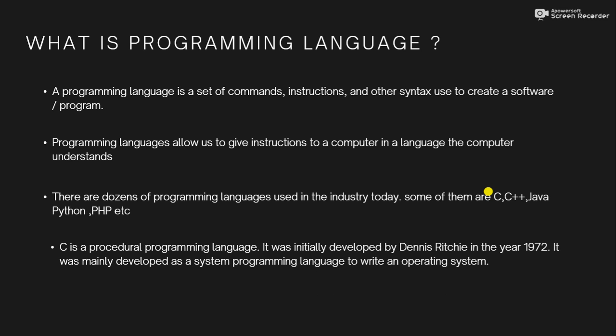In this course we are learning C, and C is a procedural programming language which was initially developed by Dennis Ritchie in the year 1972. It was mainly developed to write system programs, to write operating systems. So C was mainly designed to write operating systems, but we can use it as a general purpose language to write any type of program.